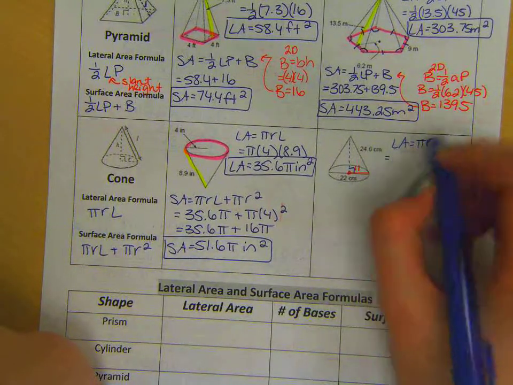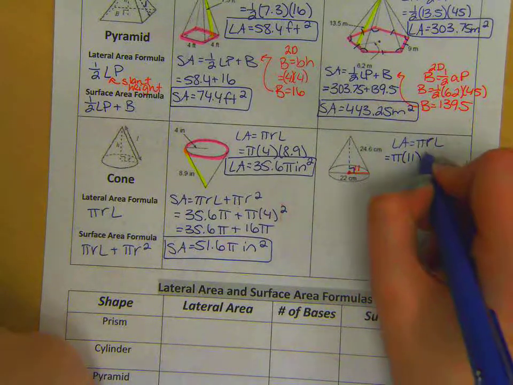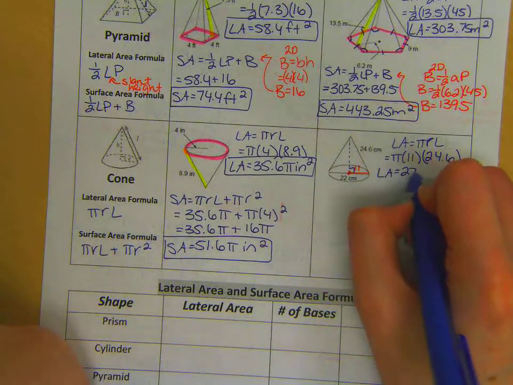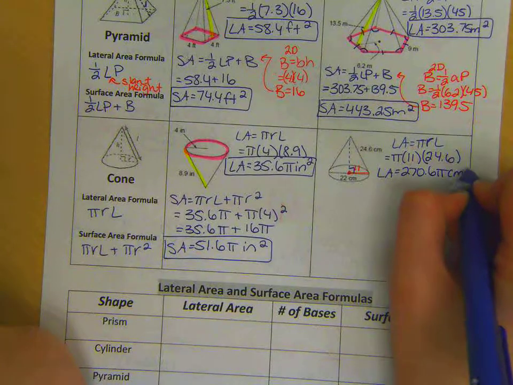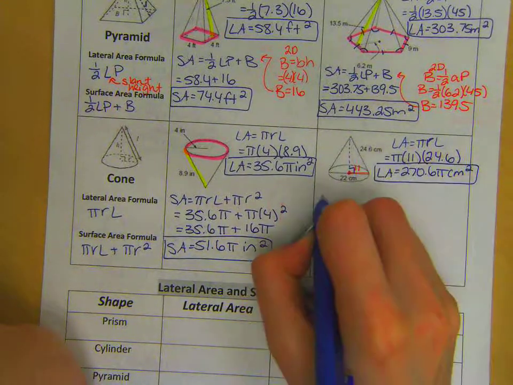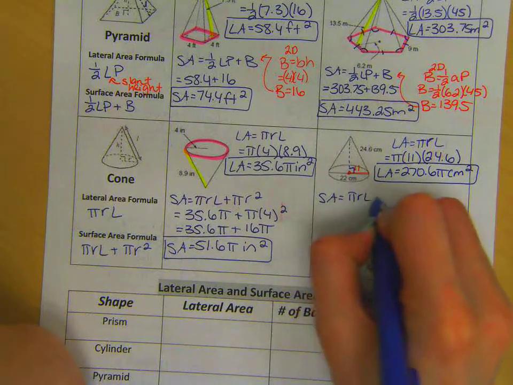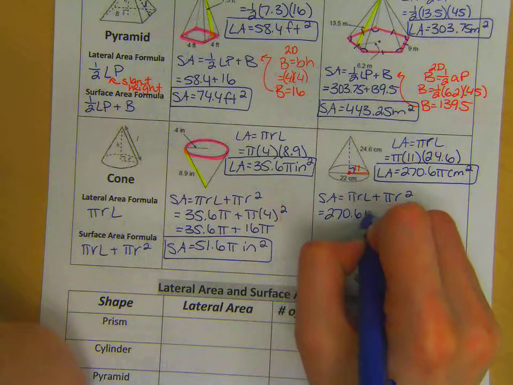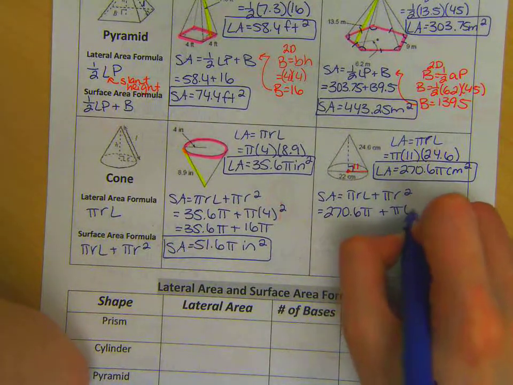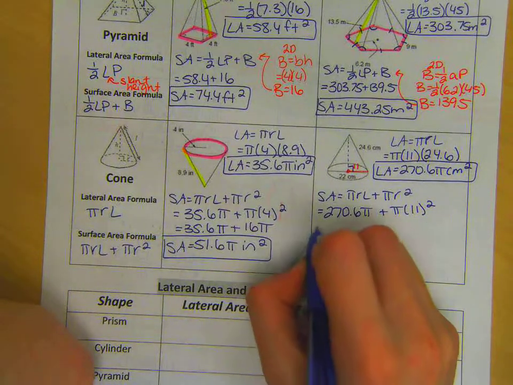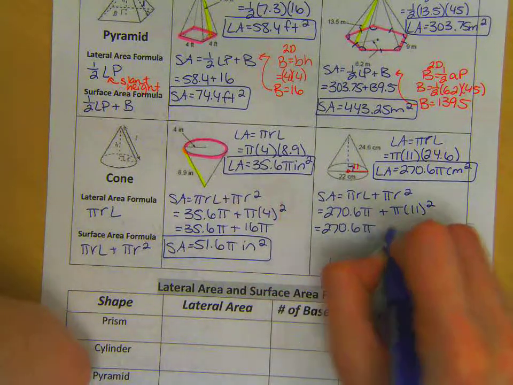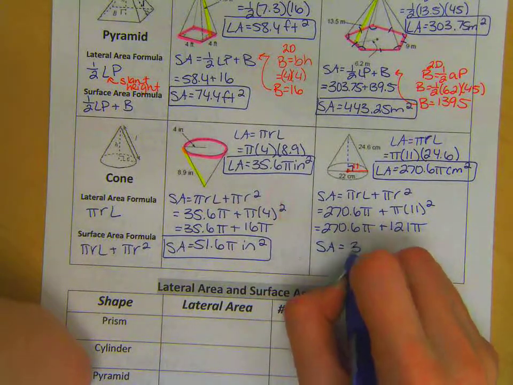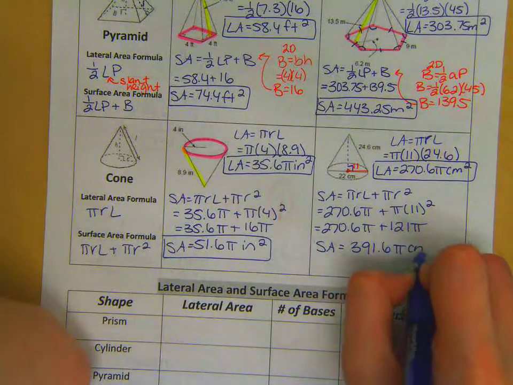So let's plug in the pieces that we do have. We have pi times the radius times the slant height, which is 24.6. So our lateral area is 270.6 pi centimeters squared. And then our surface area, we take the lateral area plus the area of the base. So we already found the 270.6 pi. Now we're adding pi times r squared, the area of the circular base. So we get 270.6 pi plus 121 pi. Together we get the overall surface area of 391.6 pi centimeters squared.